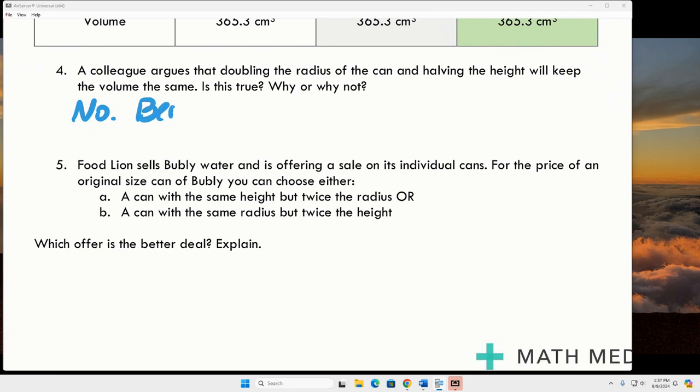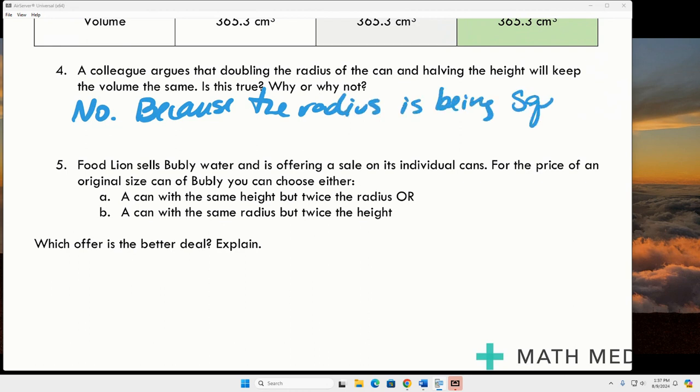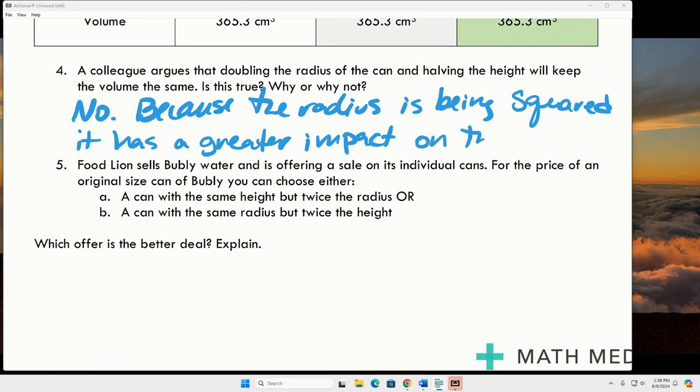So because the radius is being squared, it has a greater impact on the volume. And knowing that can help us answer number 5.